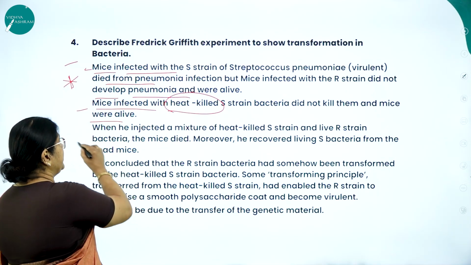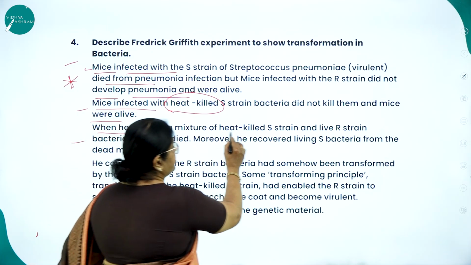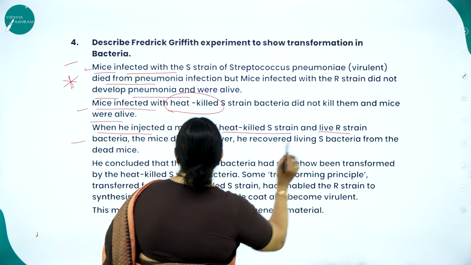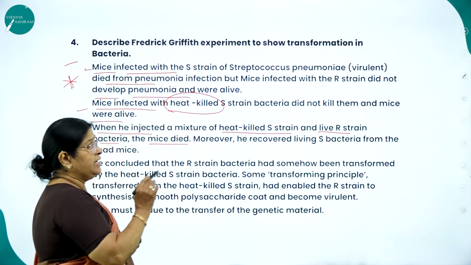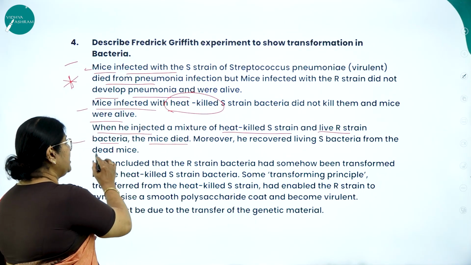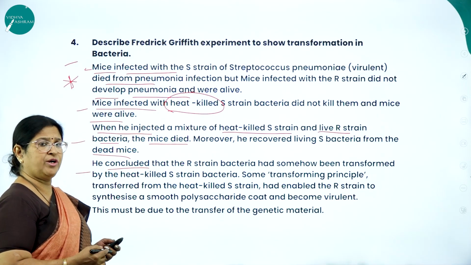Next step, when he injected a mixture of heat-killed S strain and live R strain bacteria, the mice died. Moreover, he recovered what? Living S bacteria from the dead mice. He concluded, so with this simple experiment, what did he conclude?